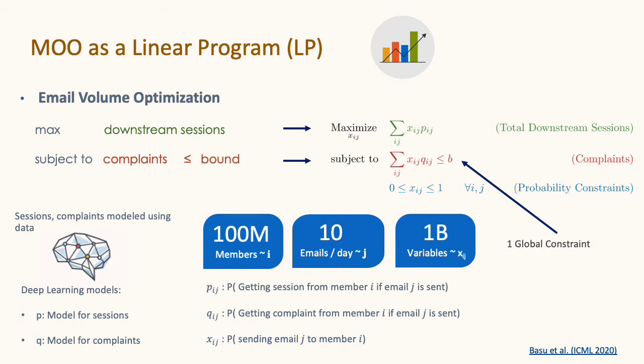You notice that this problem formulation has just one global constraint, which is that the expected number of complaints should remain under the specified bound. We also see a constraint in blue called the non-coupling constraint. The entire purpose of this constraint is to ensure that our variable of interest remains a probability. In terms of scale, we have 100 million members and about 10 email campaigns running every day, so the total number of decision variables is about 1 billion.